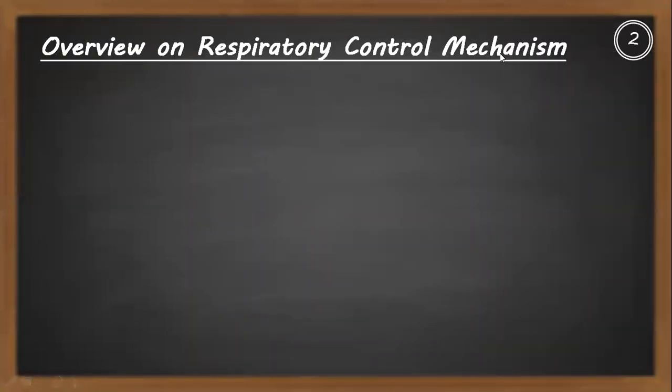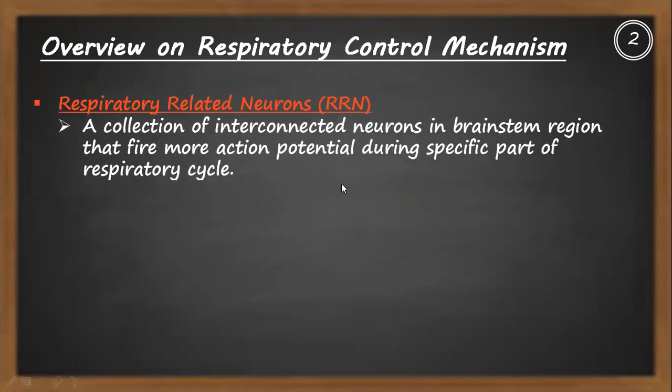So here, I'd like to clear a few basic terms before we move on to the overview. So the first term would be respiratory related neuron. So respiratory related neurons are basically a collection of interconnected neurons which are located in the brainstem region, specifically in the medulla and pons, that fire more action potential during a specific part of respiratory cycle. That means they continuously fire, however, their rate of firing increases during a specific part of the respiratory cycle.